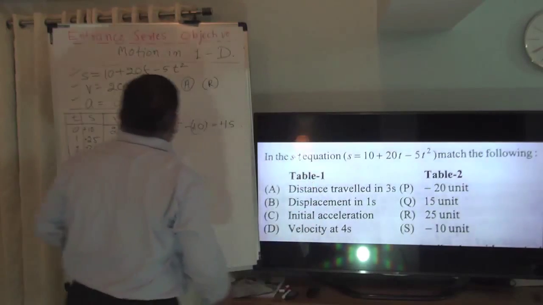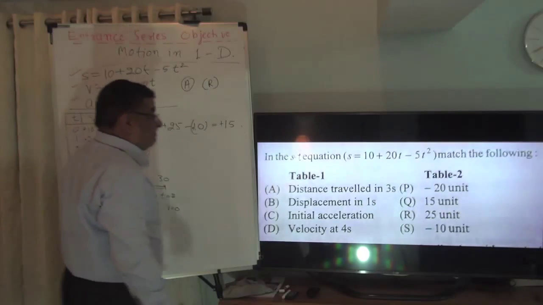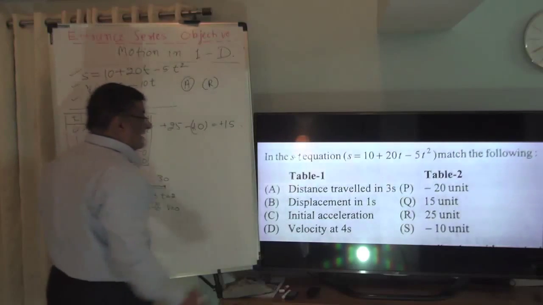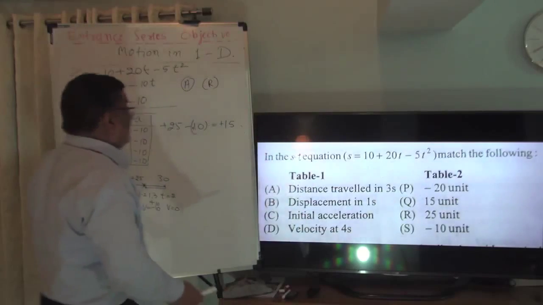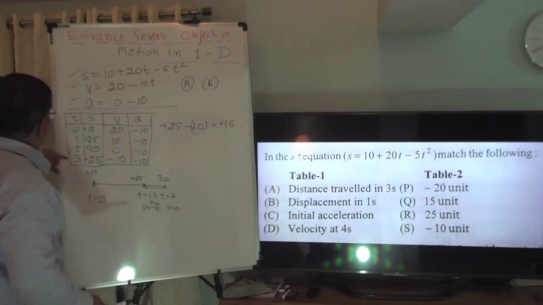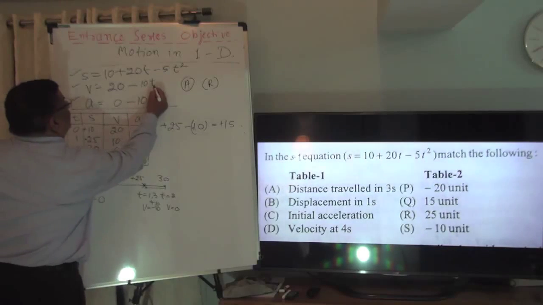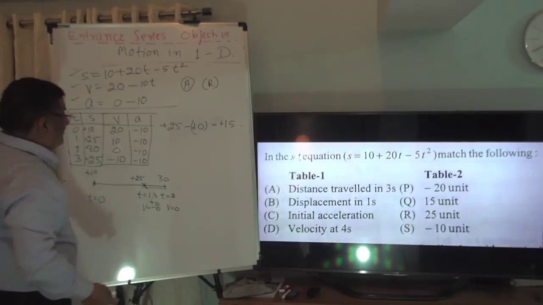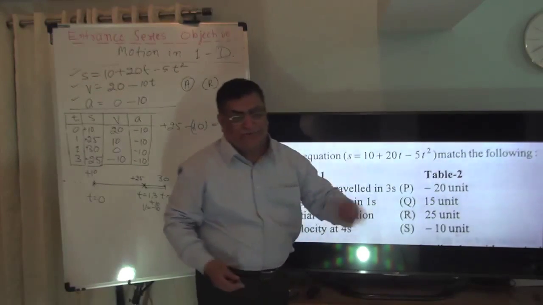After that, acceleration. Acceleration is always minus 10. And then velocity at 4 seconds. So I will put t is equal to 4 here. When t is equal to 4, then it becomes minus 40. 20 minus 40 is equal to minus 20. So that answer is minus 20 unit velocity at 4 seconds.